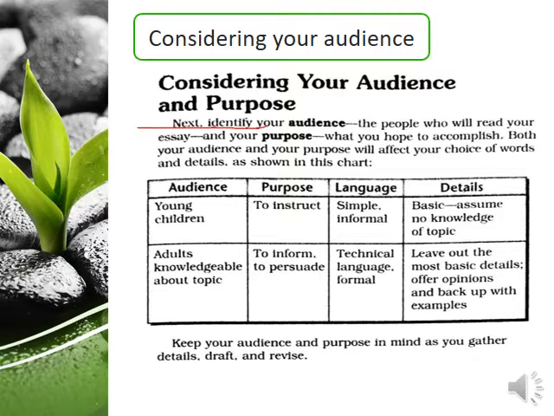Why are you writing this? So next, identify your audience, the people who will read your essay. So the meaning, of course, of audience are those people who are going to read your essay. And your purpose, what you hope to accomplish. The purpose is what you want to do. What do you like to accomplish, to achieve? Both your audience and your purpose will affect your choice of words and details, as shown in this paragraph.